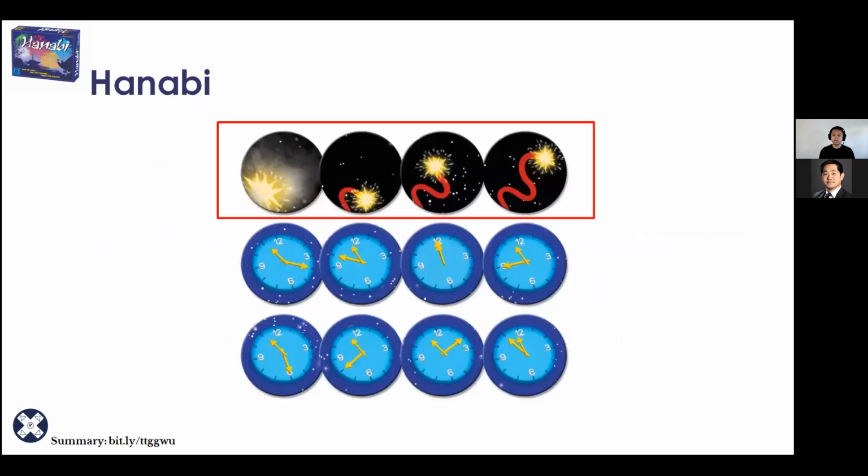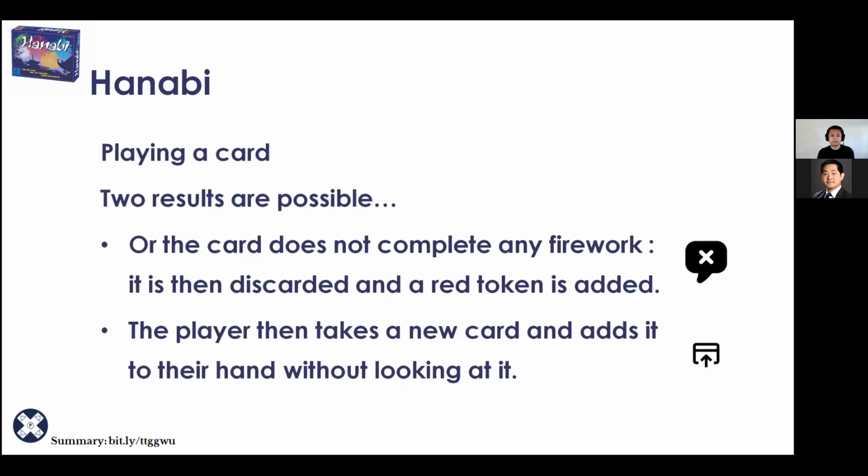So these are those red tokens. These are supposed to represent the fuse on the fireworks. So if you use up all 4 of the fuse tokens, you have failed in your fireworks display and everyone loses because, again, it is a cooperative game.